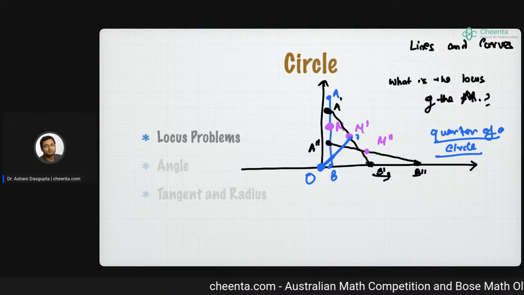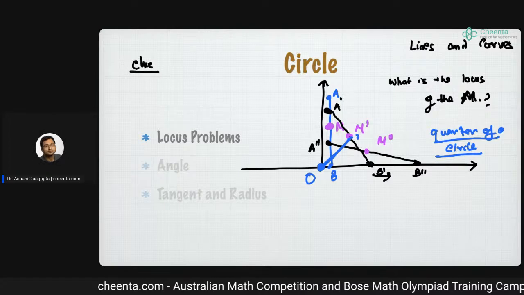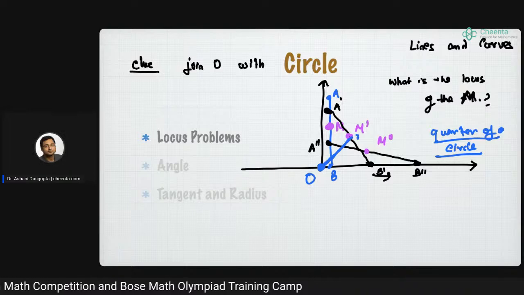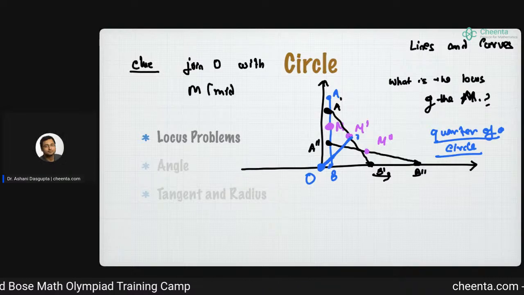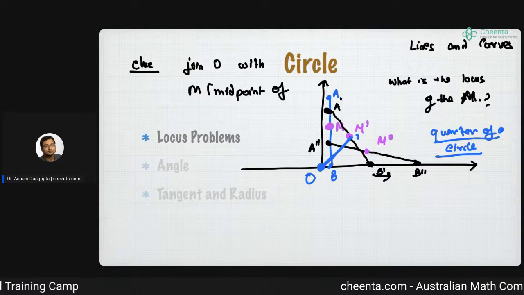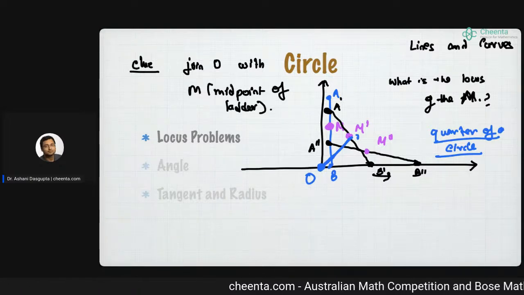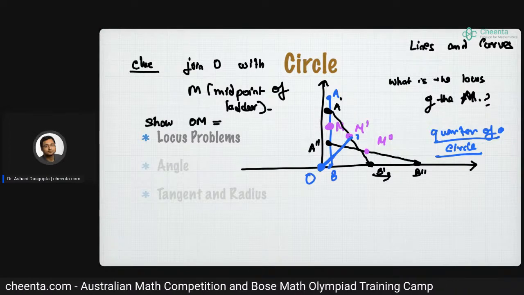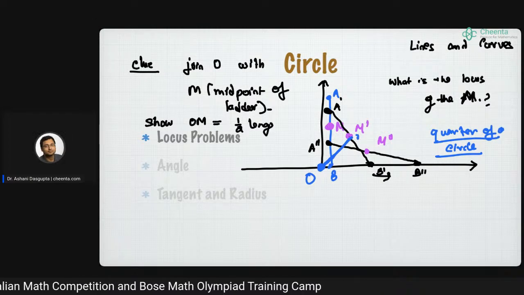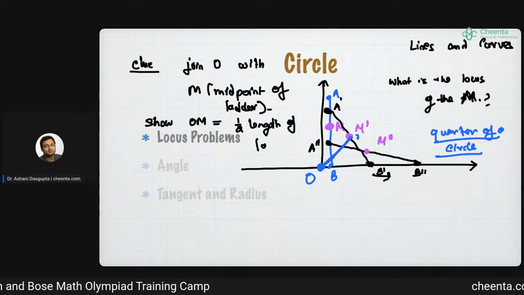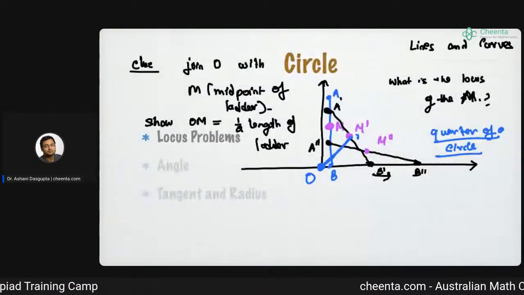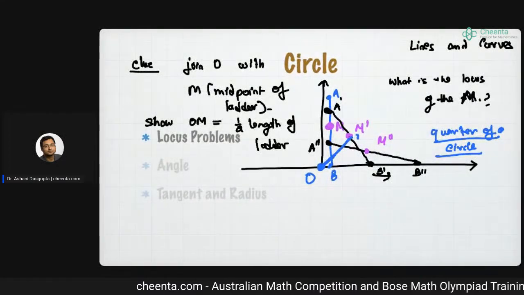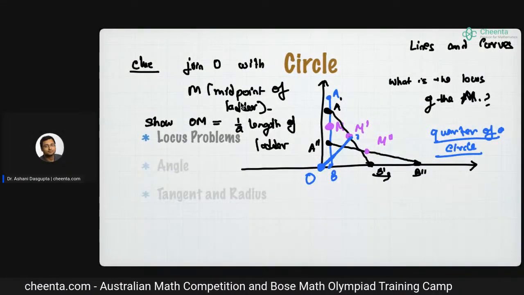So here is the clue for this problem. Join O with M, the midpoint of the ladder. You can show that OM is always half of the length of the ladder. It doesn't matter what the position of the ladder is. It's always half of the length of the ladder. It's kind of beautiful how it works.